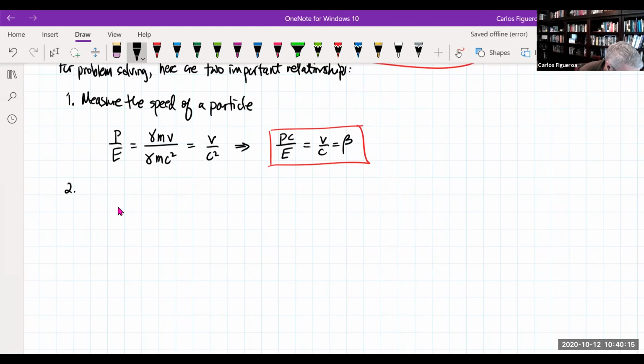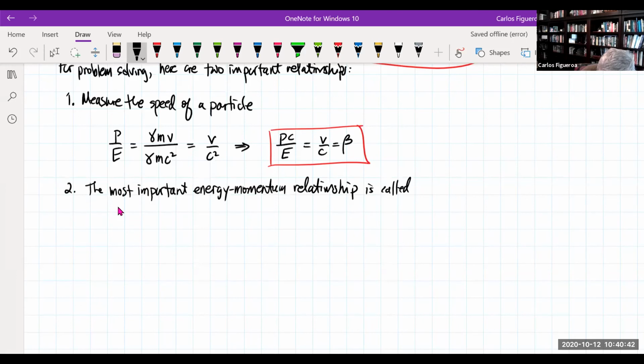So the second one says, the most important energy momentum relationship is called the four energy expression. Some people call it the four momentum expression. Okay? And the way you get this is it goes like this.